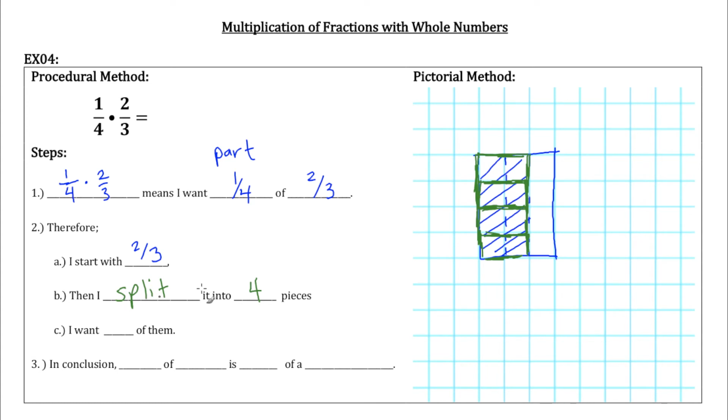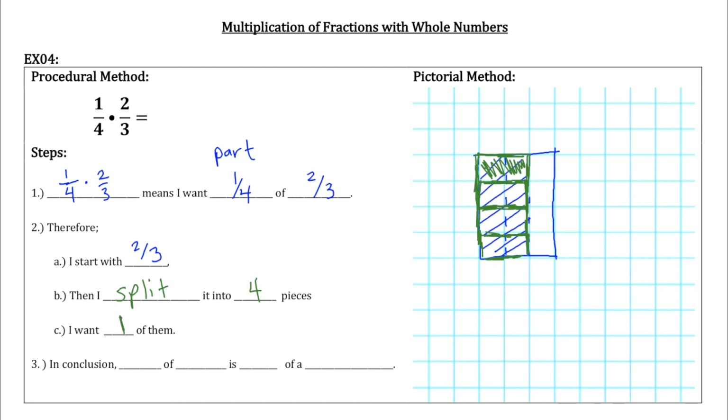So I split into 4 pieces. Remember, I want 1 out of these 4 pieces that I made from 2/3. So I need 1 of them. So I need like this whole thing right here. So I want 1 of them.